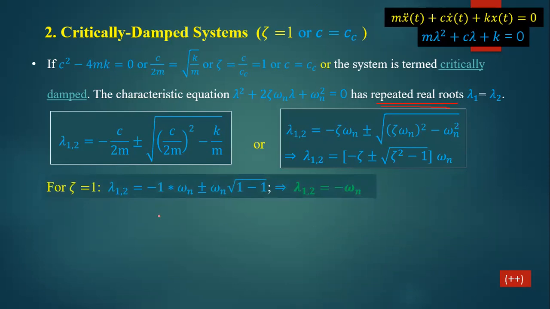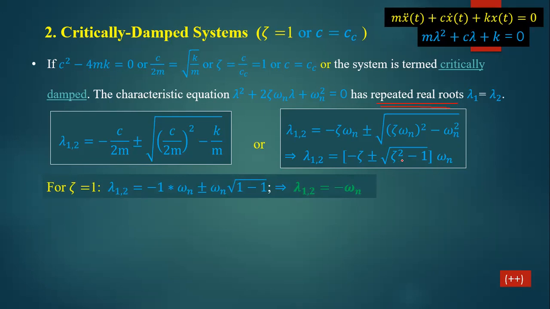In this case, substitute the value of zeta equals 1. If we substitute zeta 1, this minus this produces this term 0. If this term is 0, we have left minus zeta omega n only.